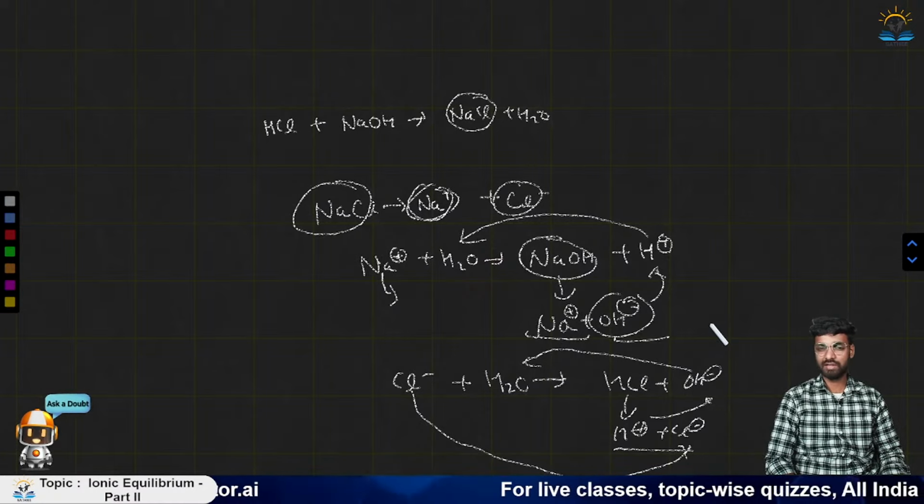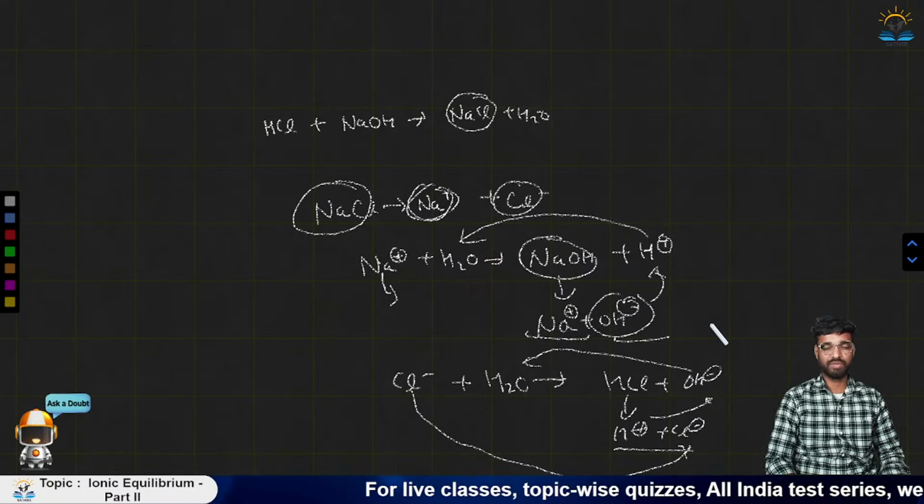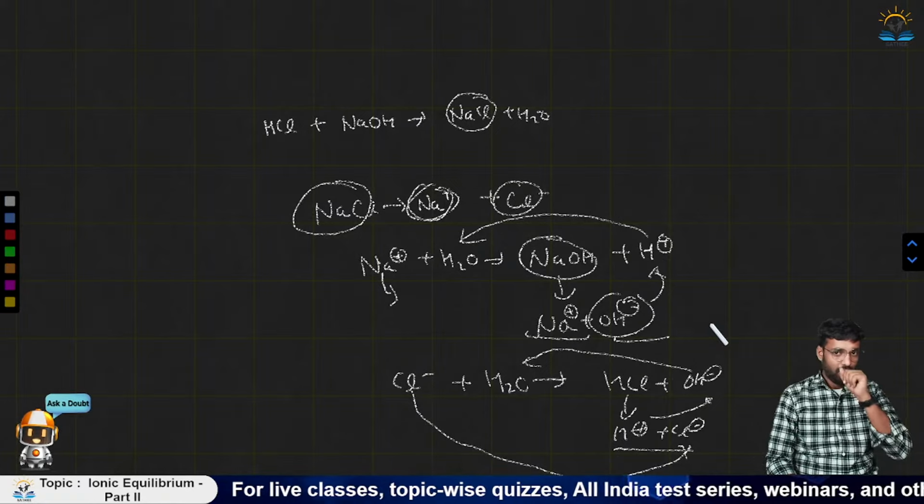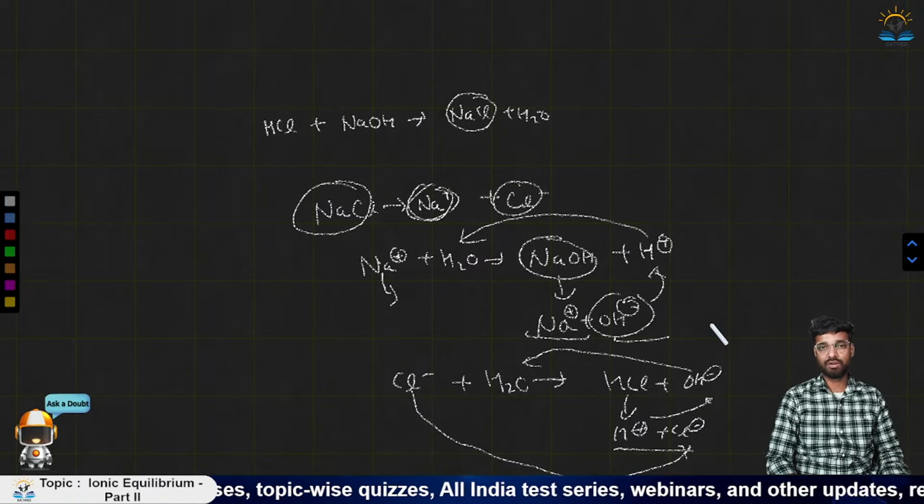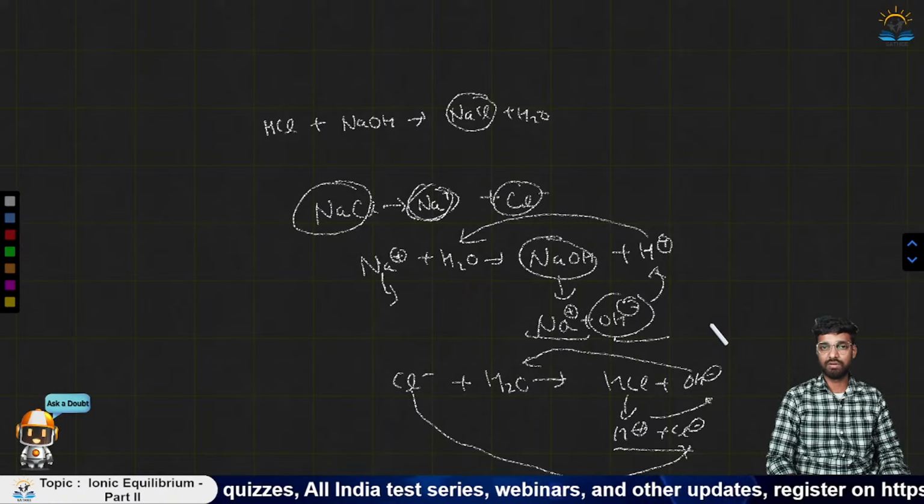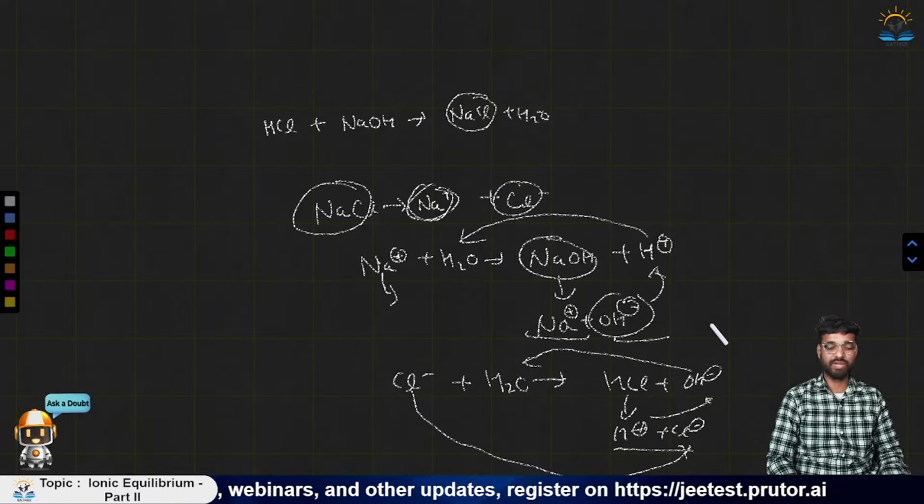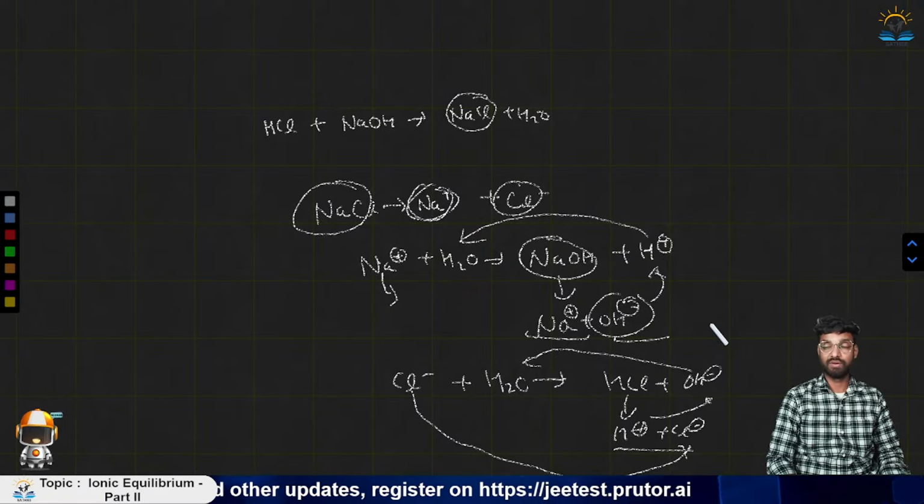So we have the two Henderson-Hasselbalch equations. That is pH is equal to pKa plus log salt by acid, that is for an acidic buffer, and pOH is equal to pKb plus log salt by base, that is for a basic buffer.